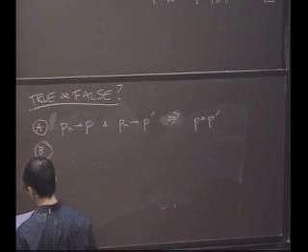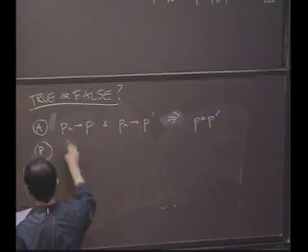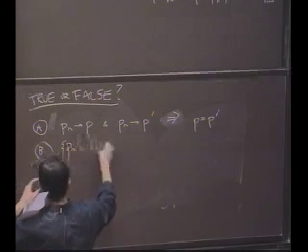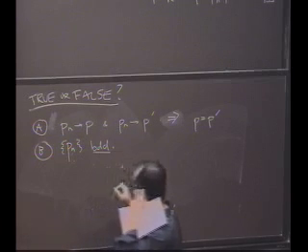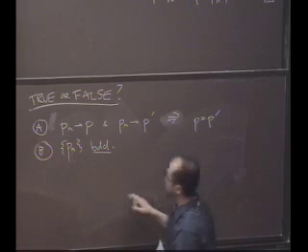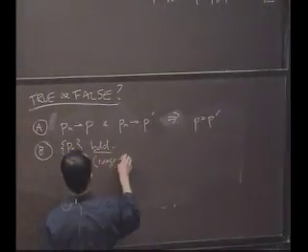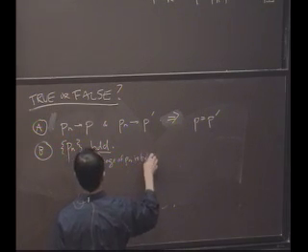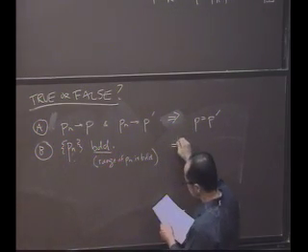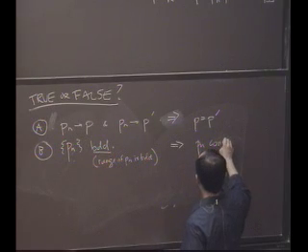Second statement, if Pn is bounded. By the way, what do I mean by Pn being bounded? I mean that as a function, its range is bounded. So all the points that are actually achieved lie in some ball. Okay, so the range of Pn is bounded. That's what that means. If Pn is bounded, does that mean that Pn converges?